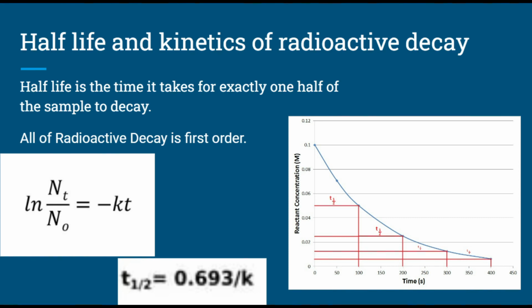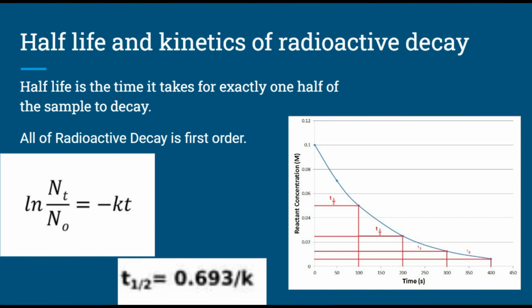We have natural log of final nuclides over initial nuclides. The final is just half of the initial. So if our initial was 2, then our half would be 1. So it's 1 over 2. This would equal negative rate constant times time. If you are able to solve this problem out, you would actually get t1/2 equals 0.693 over k, which is just half-life.